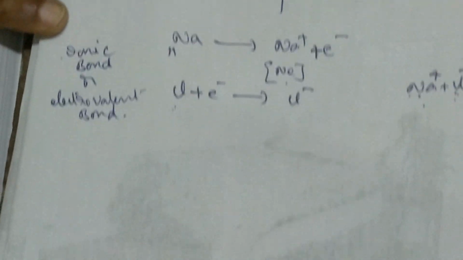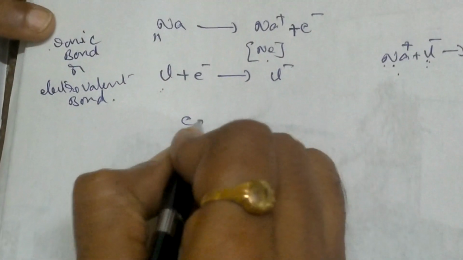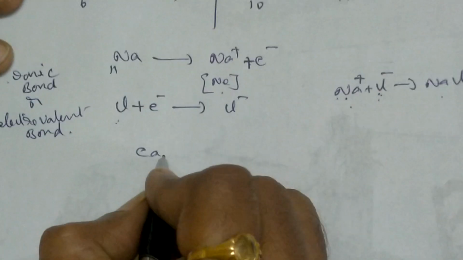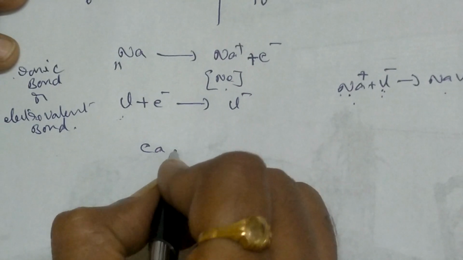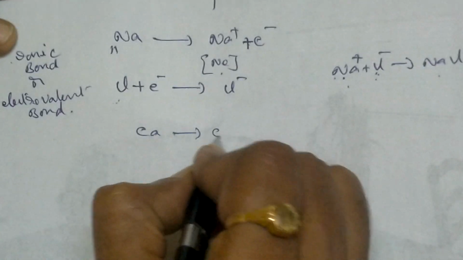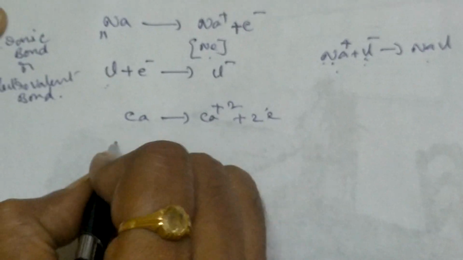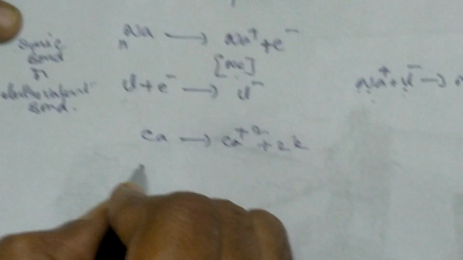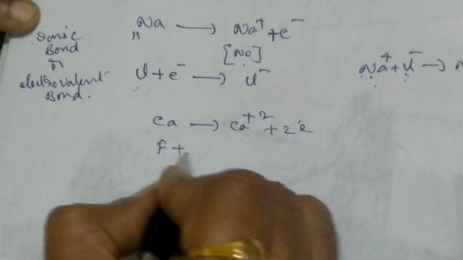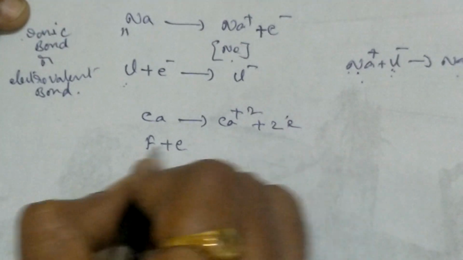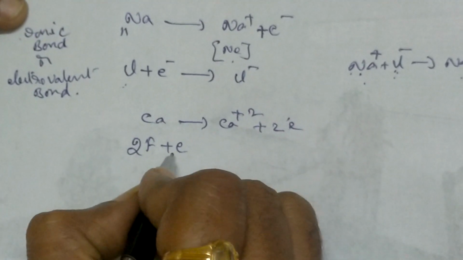This is the bond type. Here itself we will see one more. Calcium is another S block element. Calcium gives up 2 electrons to become calcium plus 2. And if I take fluorine, fluorine takes 1 electron. So there are 2 electrons, so 2 fluorines have to be combined.